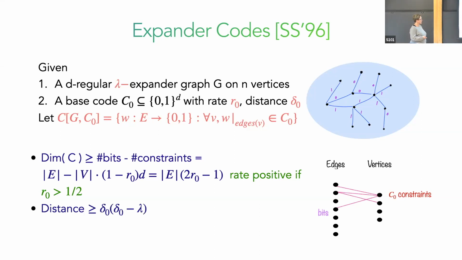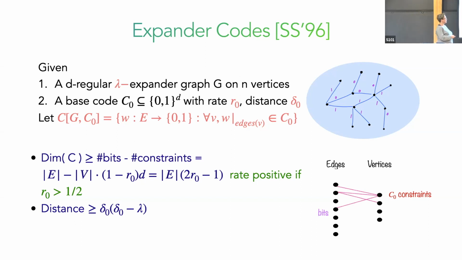Now what about the distance? What Sipser and Spielman proved is that the distance is delta naught, the distance of the base code, times (delta naught minus lambda). So if delta naught is bigger than the second largest eigenvalue of G, you get a constant distance. And the proof is really simple.